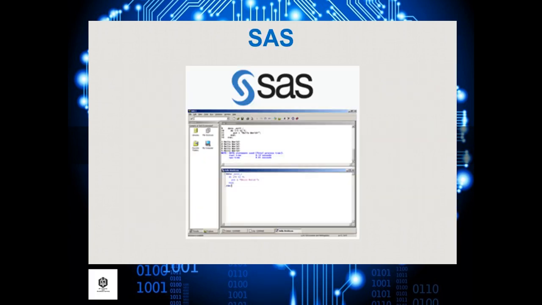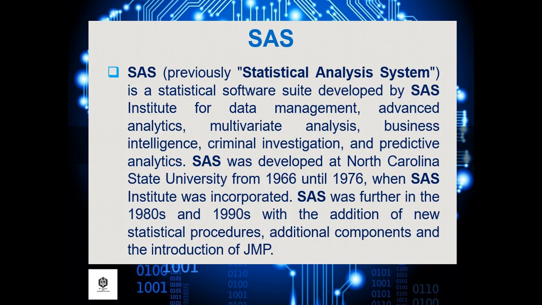SAS. SAS, previously Statistical Analysis System, is a statistical software suite developed by SAS Institute for data management, advanced analytics, multivariate analysis, business intelligence, criminal investigation, and predictive analytics. SAS was developed at North Carolina State University from 1966 until 1976, when SAS Institute was incorporated. SAS was further developed in the 1980s and 1990s with the addition of new statistical procedures, additional components, and the introduction of JMP.